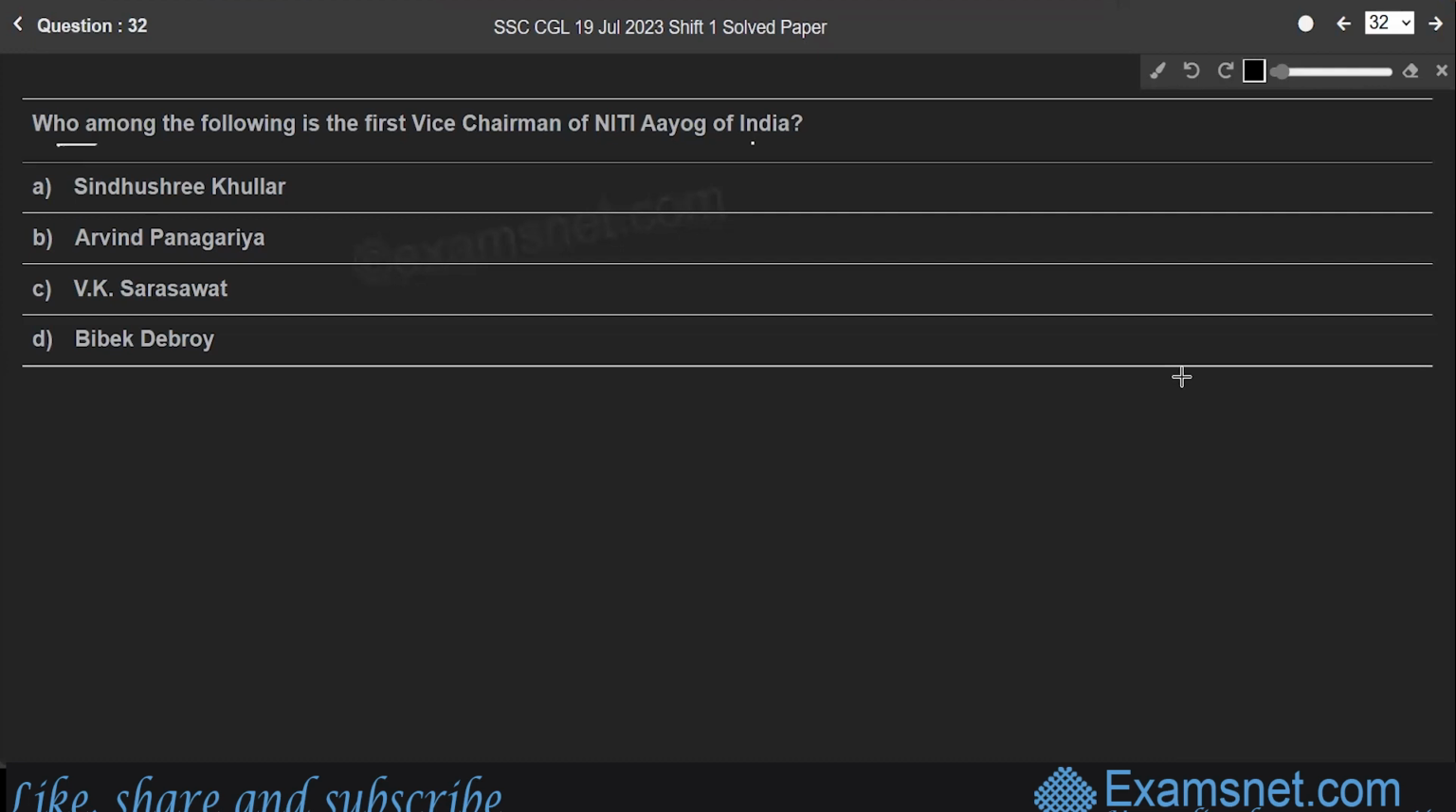Question 32. Who among the following is the first vice chairman of NITI Aayog of India? So here, NITI Aayog stands for National Institute for Transforming India.